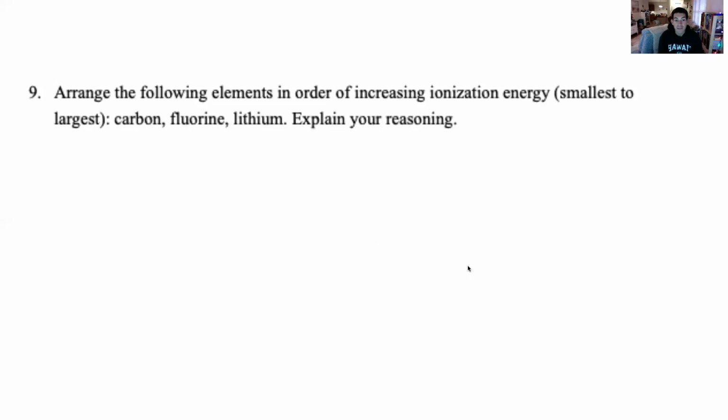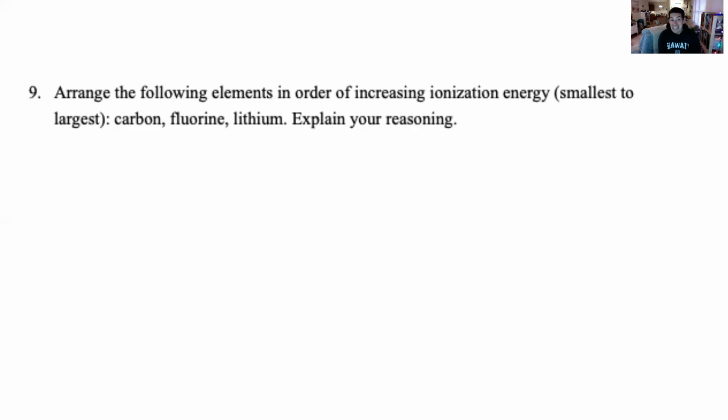All right, arrange the following elements in order of increasing ionization energy, smallest to largest. We have carbon, fluorine, and lithium. These three elements are all in period 2. All right, so the trend in a period is ionization energy is increasing from left to right. So fluorine would be the furthest right, lithium the furthest left. So lithium has the smallest ionization energy, followed by carbon, and fluorine would have the largest.